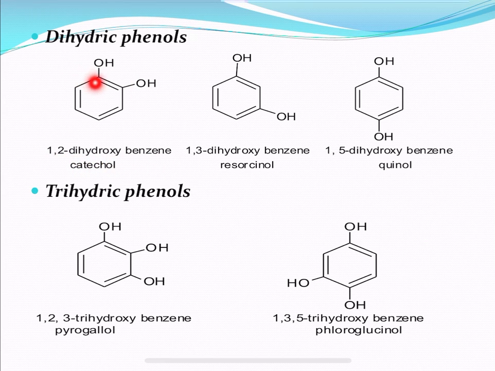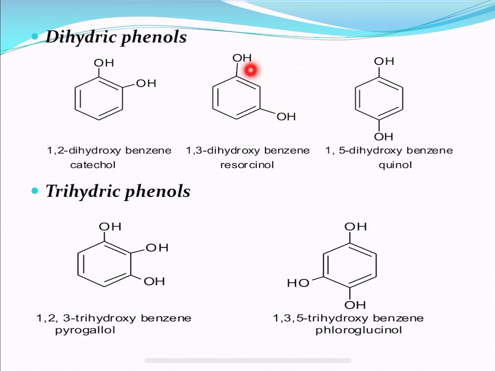1,2-dihydroxybenzene. Okay, so this is the first position where hydroxyl group is present, and this is 2 where hydroxyl group is present. So, that is why 1,2-dihydroxybenzene, and the general name is catechol. Okay. So, it is one example for dihydric phenols.